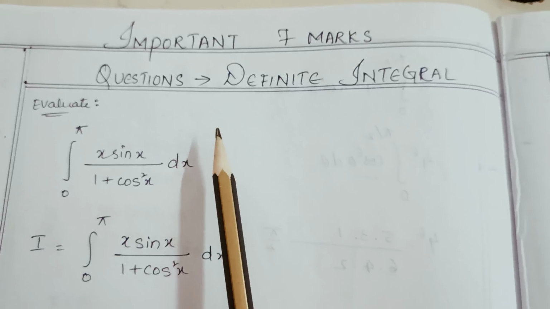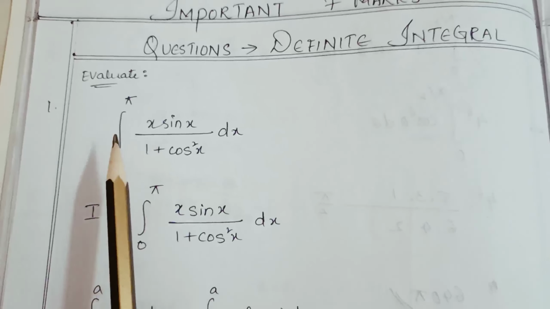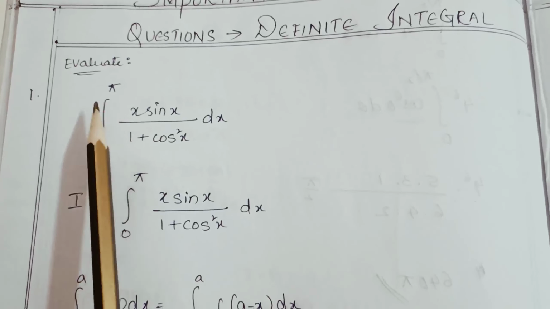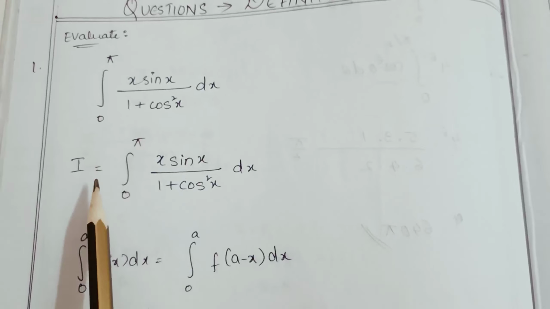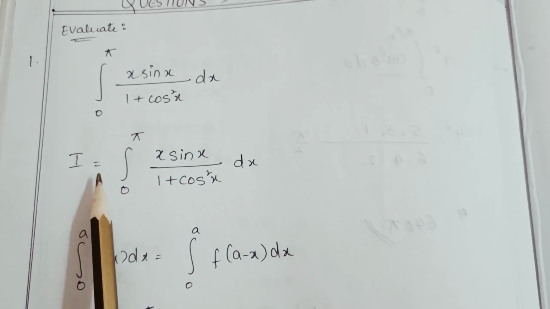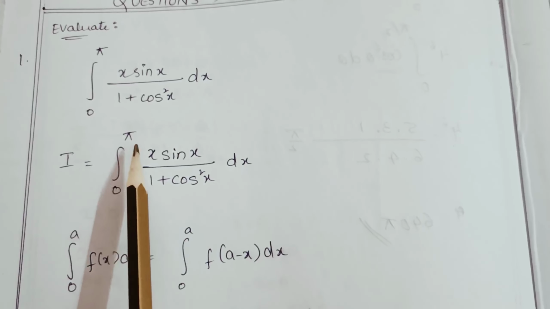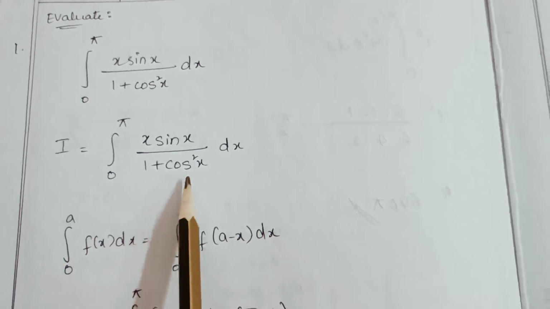Important 7 marks question of definite integral. Okay, question number 1: integral from 0 to pi of x sin x upon 1 plus cos square x dx. Put it as I equals integral from 0 to pi of x sin x by 1 plus cos square x dx.